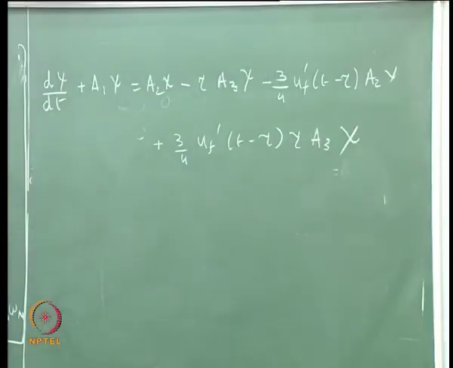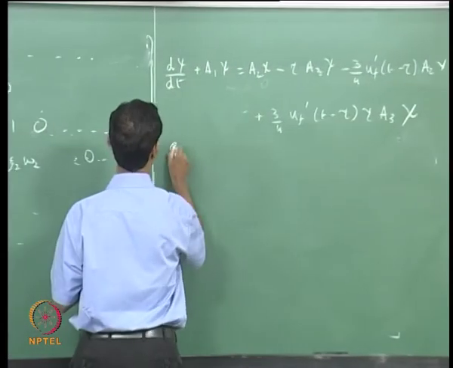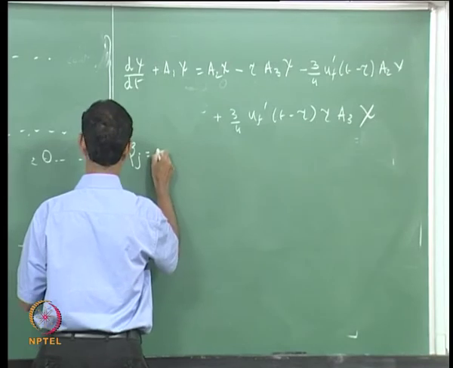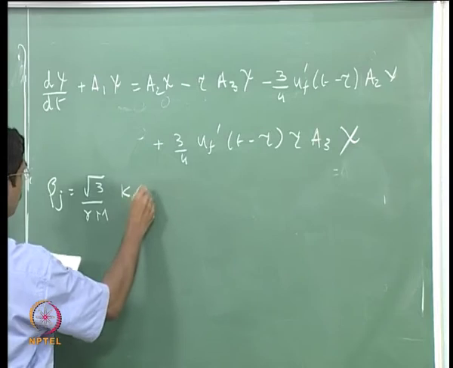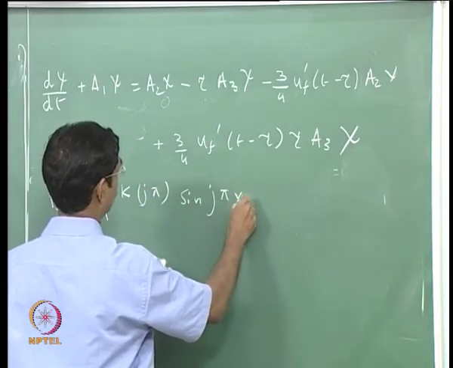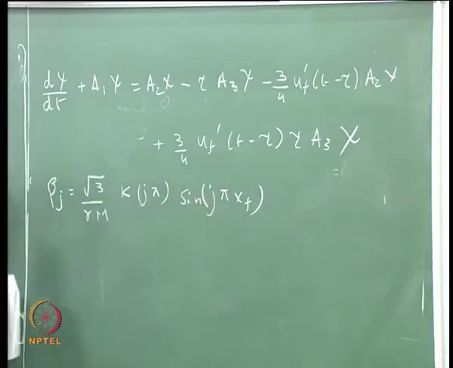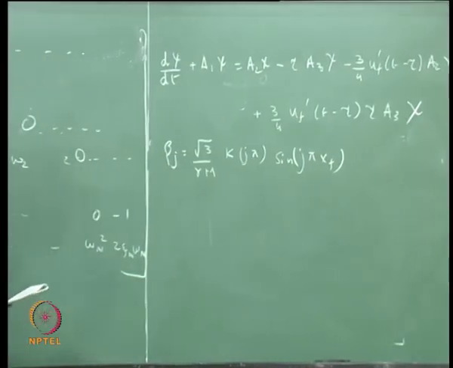This is the plan. To get this, we need something to call these terms. So we'll define a new variable, or parameter, beta j, equal to root 3 over gamma m, k j pi times sin j pi xf. You see this has a subscript beta j, so it's not a constant, but when you have beta 1, beta 2, beta 3 like that.